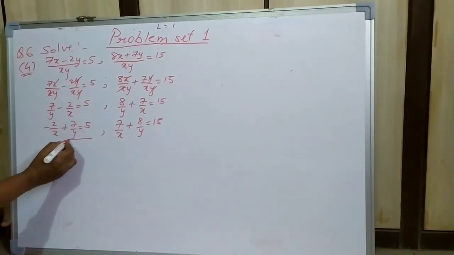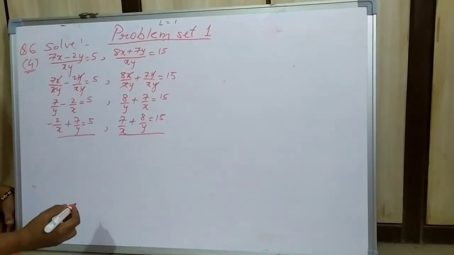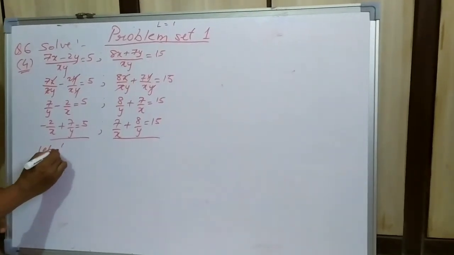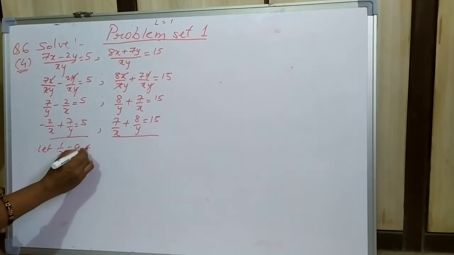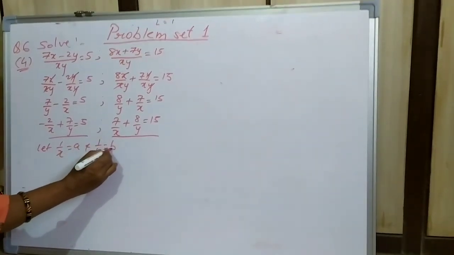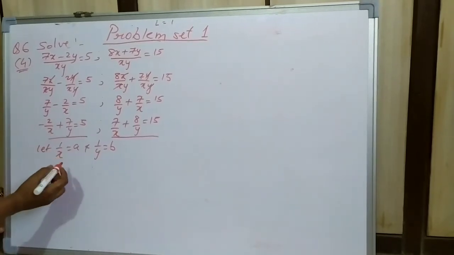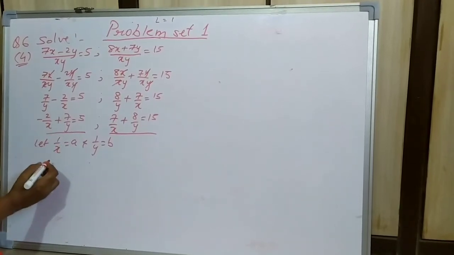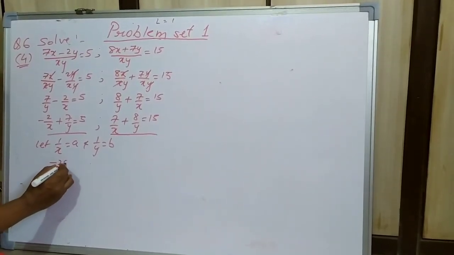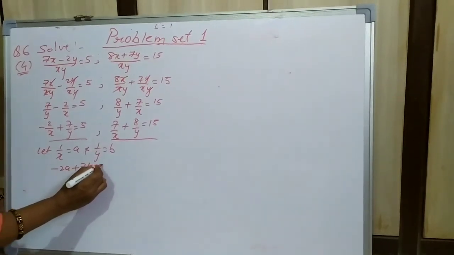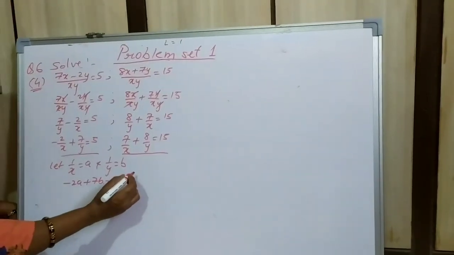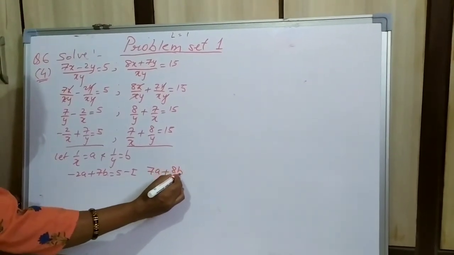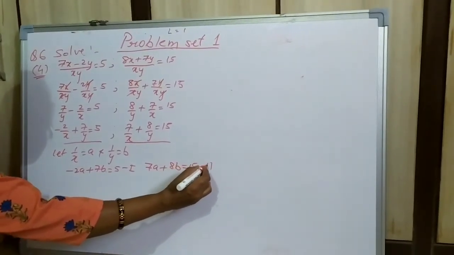Now observe these two equations. You can solve these by substituting other variables. So let 1 upon x be a and 1 upon y be b. Wherever 1 upon x is there, write a, and wherever 1 upon y is there, write b. So we get this equation as minus 2a plus 7b is equal to 5. Name it equation number 1. Similarly the other equation, 7a plus 8b is equal to 15, equation number 2.